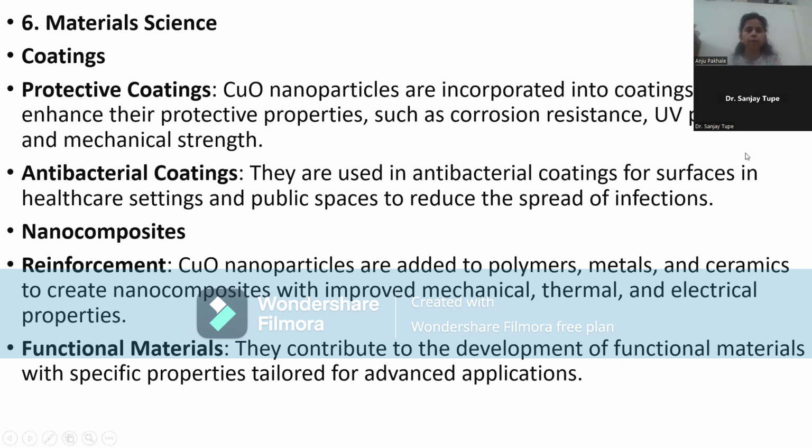Then antimicrobial coatings: they are used in antimicrobial coatings for surfaces in healthcare settings and public spaces to reduce the spread of infection. Nanocomposites, reinforcement: copper oxide nanoparticles are added to polymers, metals, and ceramics to create nanocomposites with improved mechanical, thermal, and electrical properties. They are also functional materials. They contribute to the development of functional materials with specific properties tailored for advanced applications.